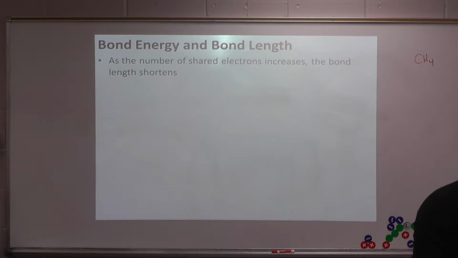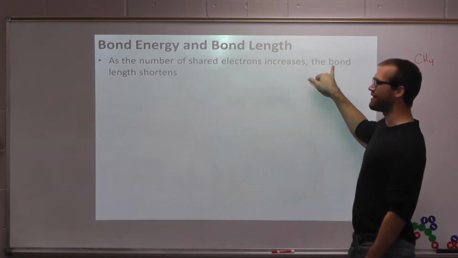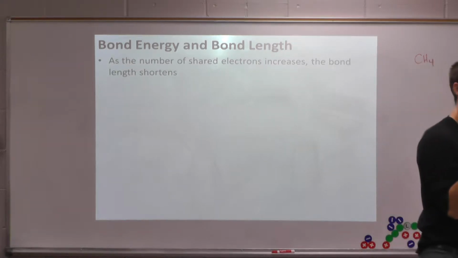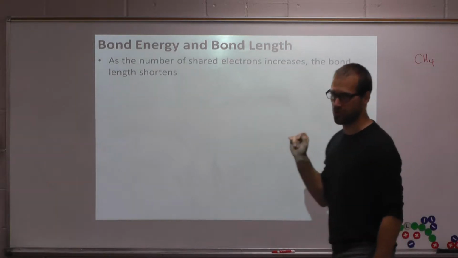Does that make sense? So, if I have a triple bond, its bond length is going to be shorter, which means the two atoms being bonded are going to be closer together, and it's going to take more energy to break them. So it should make sense. A triple bond is going to be more difficult to break than a double or even a single bond. Does that make sense? And it has to do with the fact that your bond length is shorter.